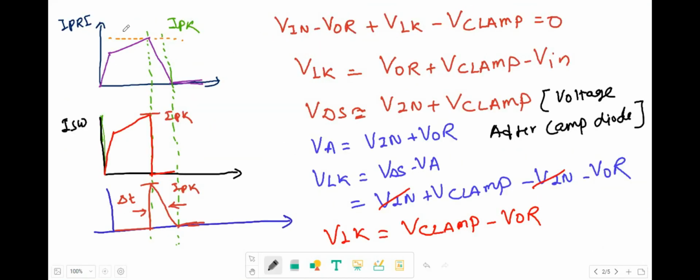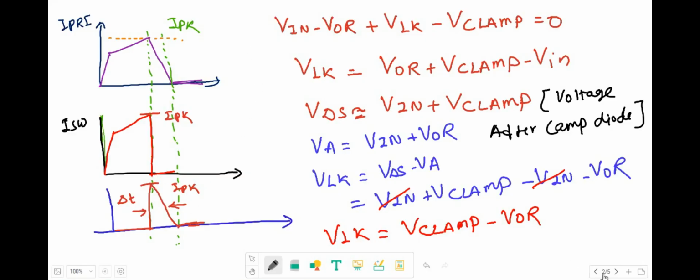Okay, so this is your primary current, which rises during the turn on of the switch, and it rises to the peak value, and then it will discharge to zero, and it will take some time. Okay, this is switch current. It rises to the peak value, and when your switch is off, your switch current immediately falls to zero. And what happens is, now this is going to be your clamp current, which you would want to clamp for delta t time, and it is going to look like this.